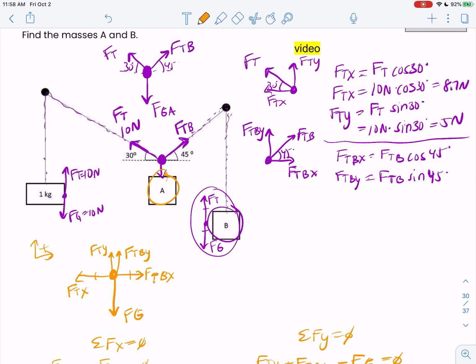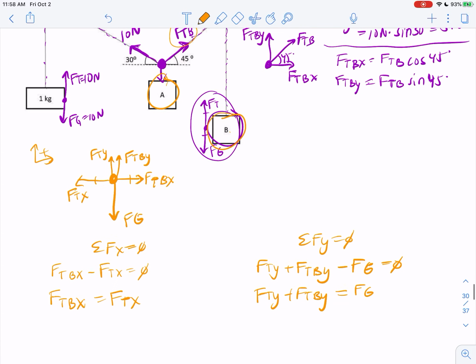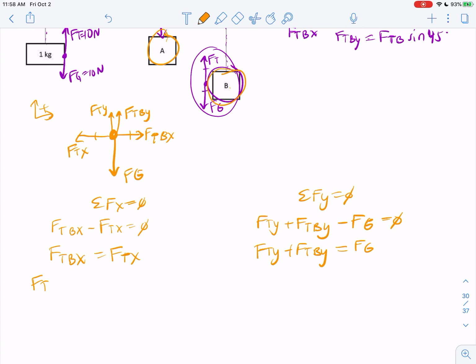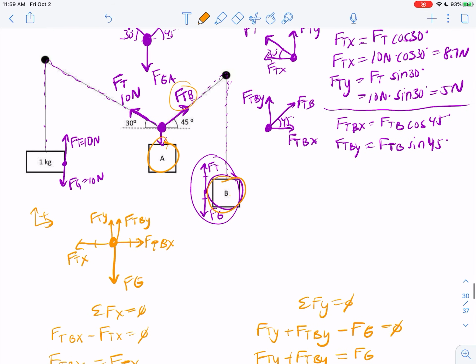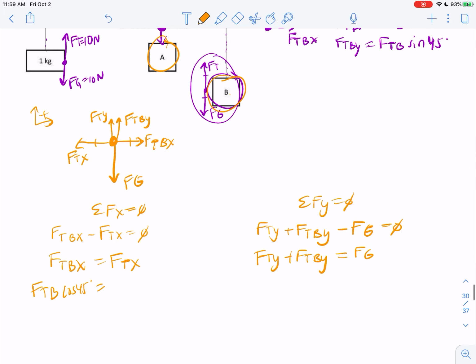So we know we want the FG A, which I didn't call it A, but that's fine. And ultimately I want this block B, so I need to know the FTB. So I have two things I don't know. So FTBX, we can say is FTB cos 45, equals FTX. We did have a number for that, 8.7 newtons. Oh, you see, you're not even going to have to simultaneously solve this. Thought you would.